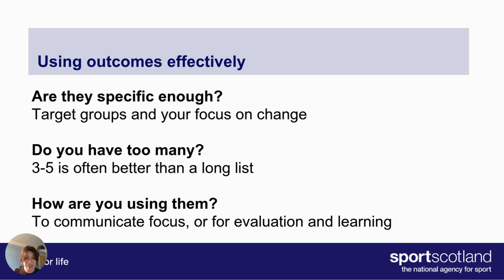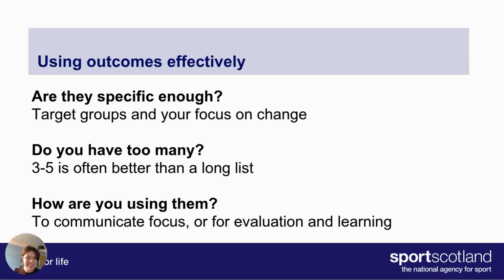The first is to ask yourself, are your outcomes specific enough? The best outcomes are really sharp and really clear, and they're not too fuzzy, so they don't leave too much doubt about what you're actually focusing on. So I would suggest that you try and be really clear in your outcome about at least your target group and the focus of change. So again, you could go back to that earlier slide and have a look at the examples I gave around that.